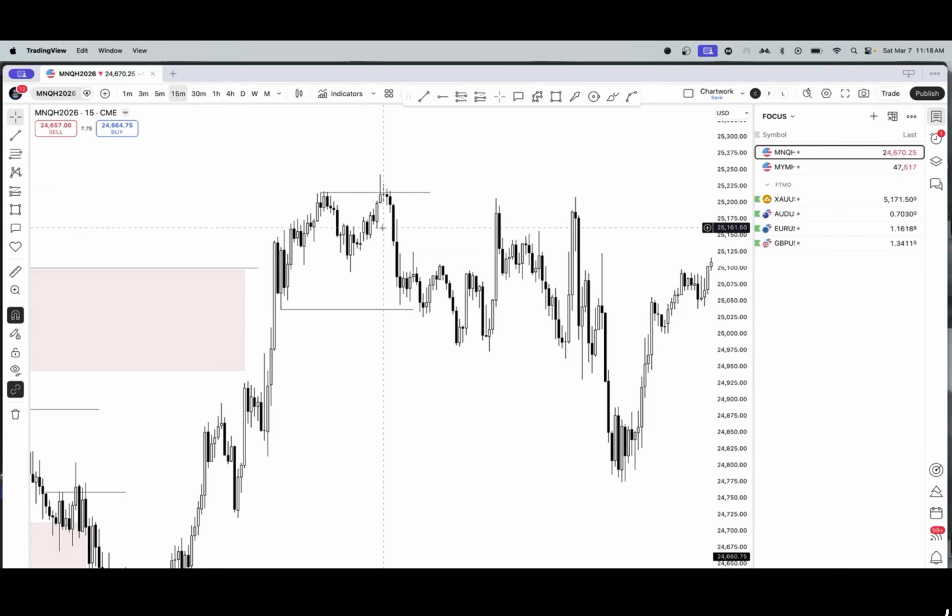So remember, we're still targeting that engineered liquidity to the downside. We're going to partial along the way, but we have our higher time frame target in mind. So if we want to look at it from a 1 minute perspective, so you can see it clearly, because I know what it looks like on a 1 minute.